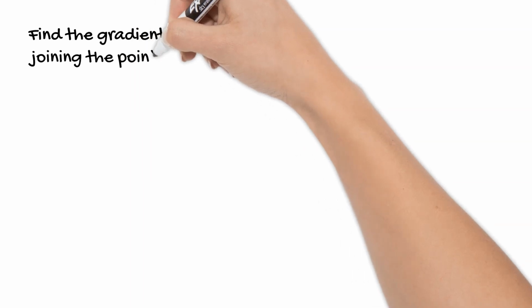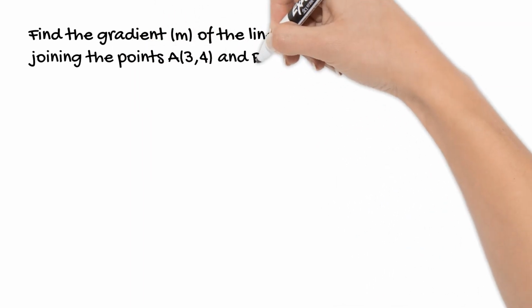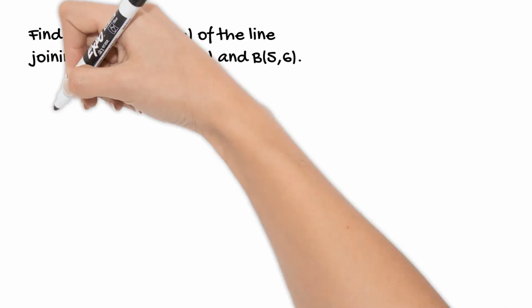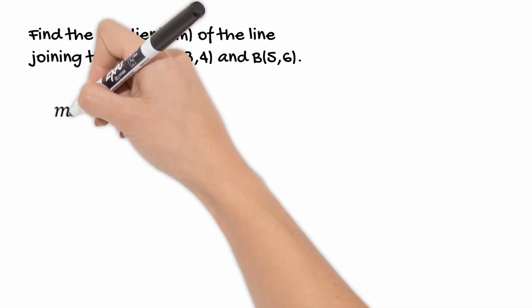And another example we've got here, we're being asked to find the gradient of the line joining the points A, 3, 4 and B, 5, 6. So we don't have a diagram here, but we can work just with our points. So we want to find the difference in our y values. Now, it doesn't matter which y value you take first.